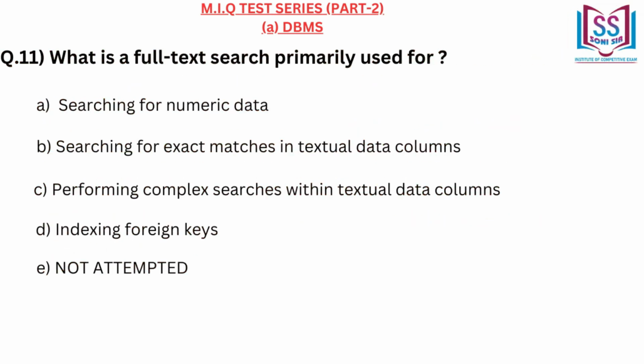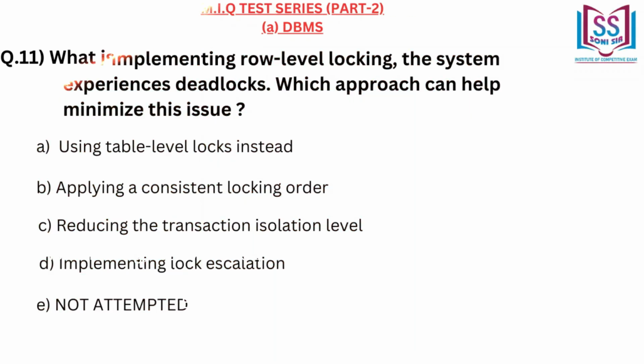What is a full-text search primarily used for? A. Searching for numeric data. B. Searching for exact matches in textual data columns. C. Performing complex searches within textual data columns. D. Indexing foreign keys.